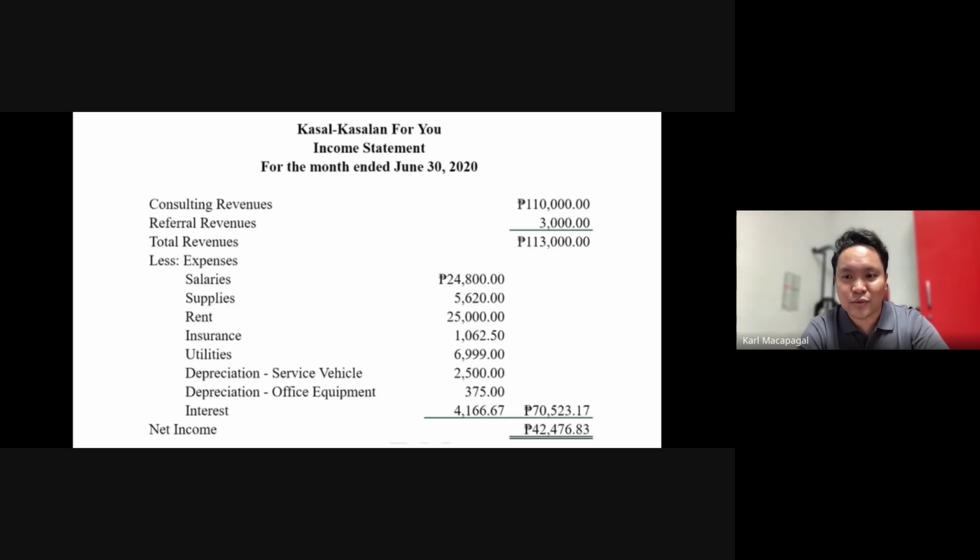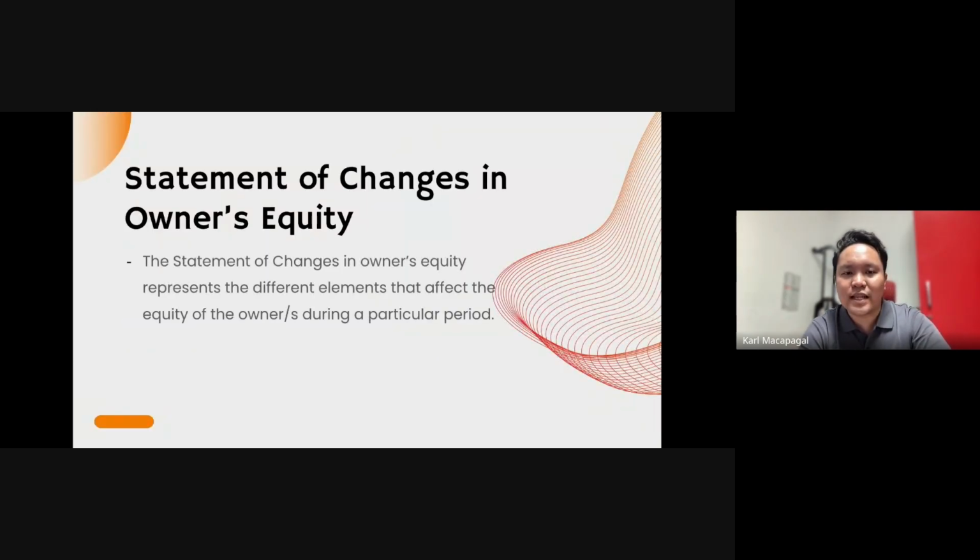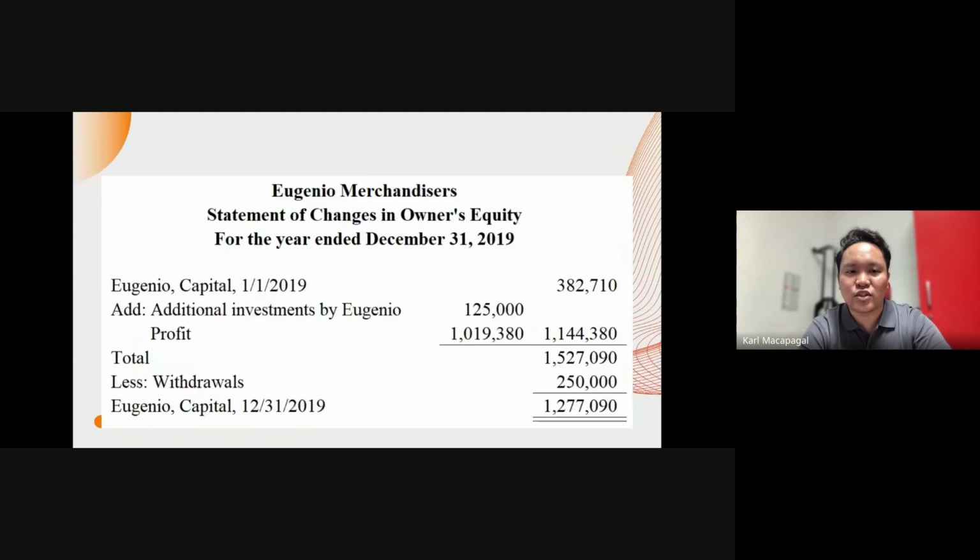This is the good form of the kasal-kasalan for you income statement. Next is a statement of changes in equity, or statement of changes in owner's equity because we are following a sole proprietorship here. The statement of changes in equity represents the different elements that affect the equity or owner's equity during a particular period, considered as the bridge statement between income statement and the balance sheet.